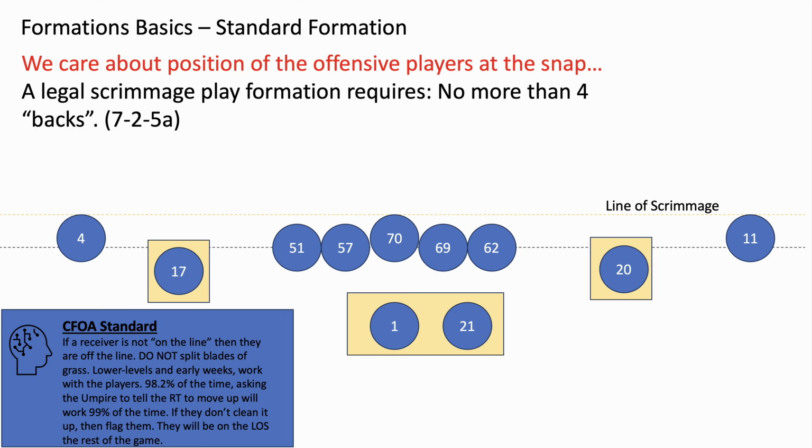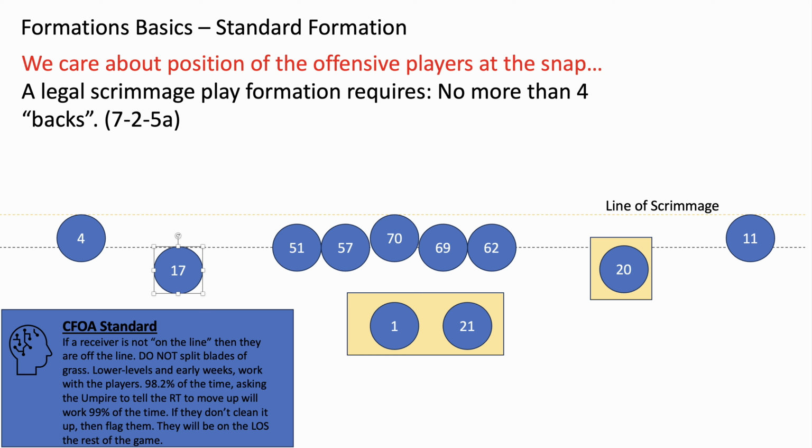So if you're looking at a player specifically, and say, for instance, number 17 here is just off of the line of scrimmage, maybe like that, he is off the line. Do not split blades of grass, especially at lower levels and in early weeks of the season. Work with the players. Number 17, are you off the line? I'm off the line. Great. Get off the line. And I guarantee you that number 17 is going to start to move back and clearly become a back there.